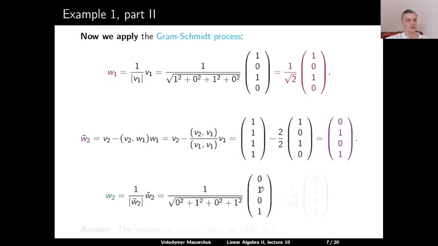And now we can compute W2 as W2 tilde divided by its length. So the W2 tilde is the vector 0, 1, 0, 1, and its length is the square root of 0 squared plus 1 squared plus 0 squared plus 1 squared, which is the square root of 2. So W2 is the vector 1 divided by the square root of 2 times 0, 1, 0, 1. And the answer is that the vectors W1, this vector, and W2, this vector, form an orthonormal basis in V.